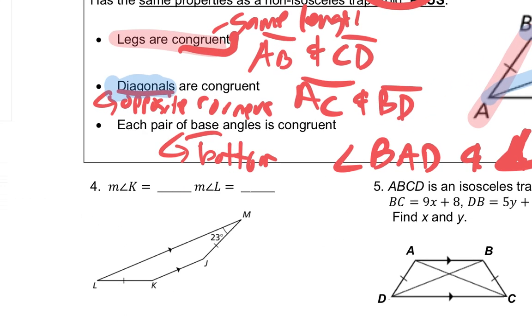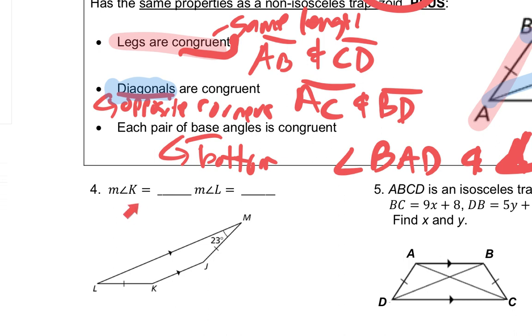All right, so let's keep that in mind. Let's look at this one right over here. This says the measurement of angle K and the measurement of angle L. So think about this for a moment, see if you can get this.